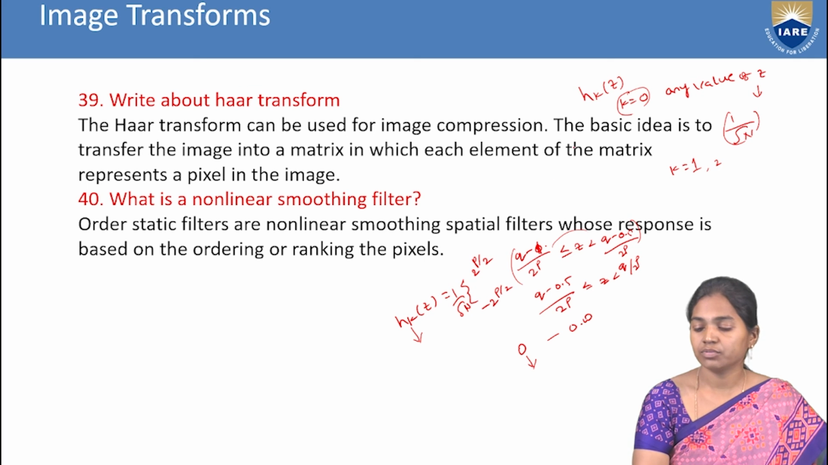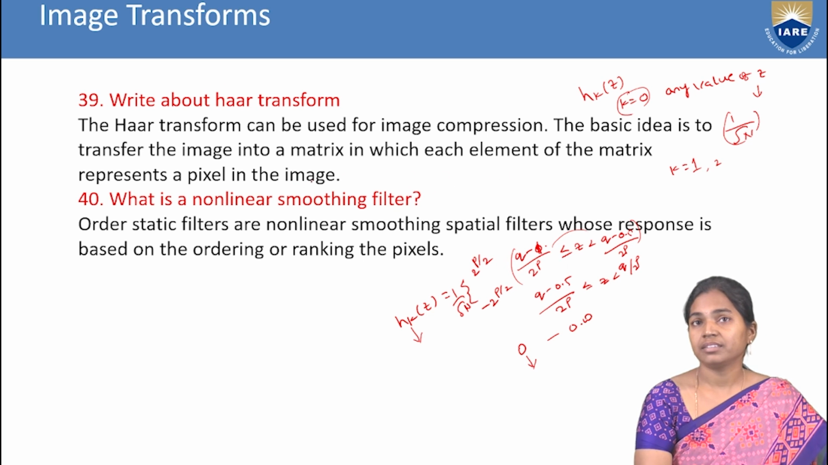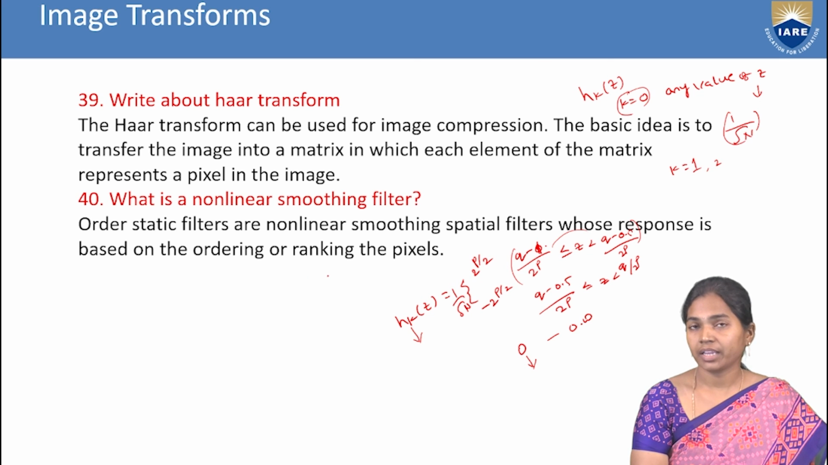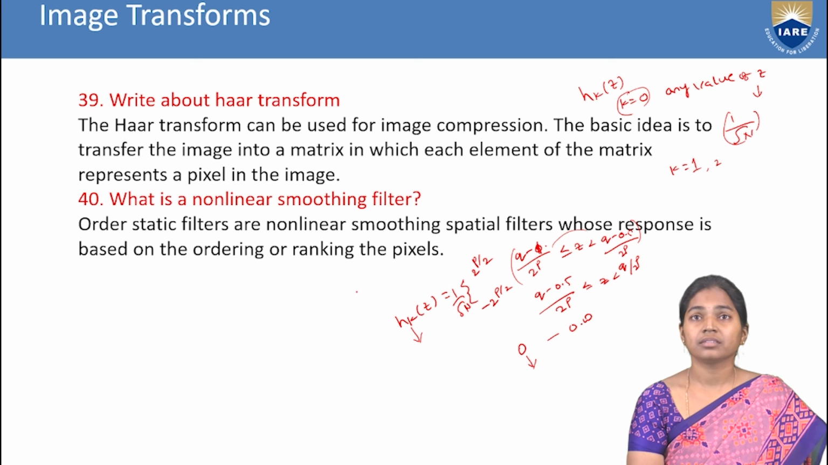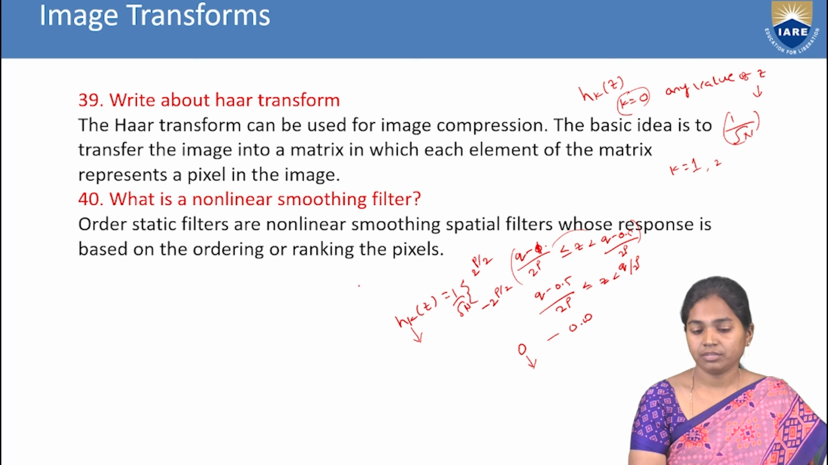In this Haar transform, the basic idea is that it is used for image transformation in which each element of the matrix represents a pixel in the image. What is a nonlinear smoothing filter? Order statistic filters, or nonlinear smoothing spatial filters, are filters whose response is based on the ordering or ranking of the pixels.